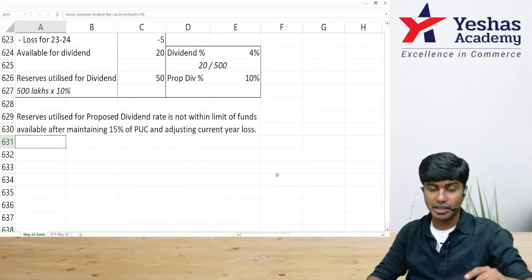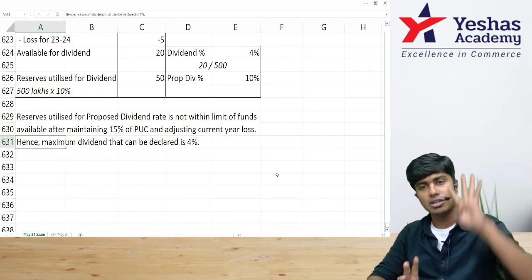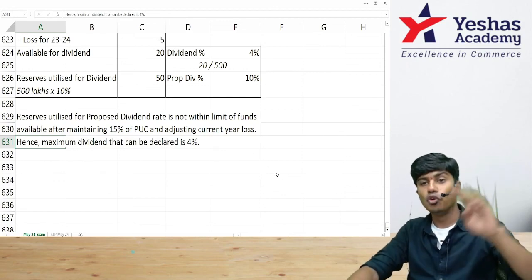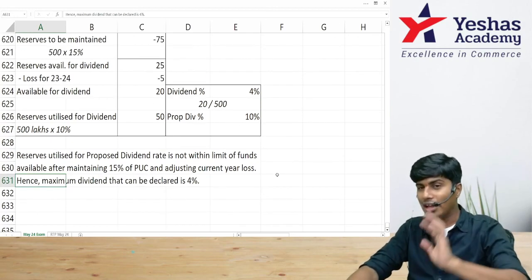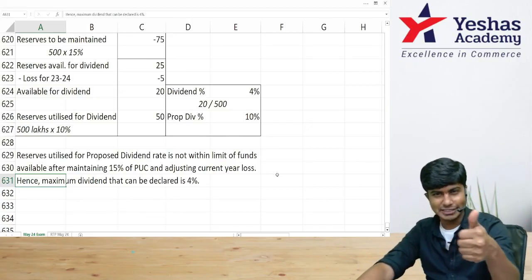How much can we further declare? We'll write that also. Maximum dividend that can be declared is 4%. And for writing this, you will get 4 marks. Easy? Have you done a similar question? Will you be able to do similar question in the examination? Yes.